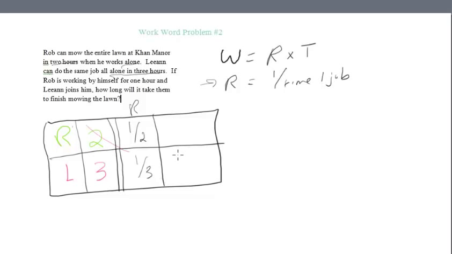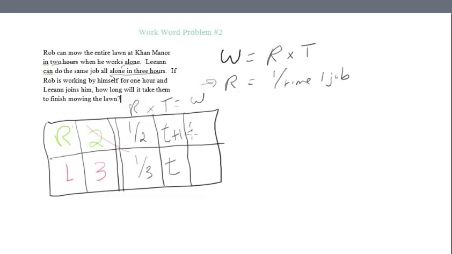Now the time, this is where the difference comes in. We know that Rob worked 1 hour and then Leanne joined him. We don't know how long it would take them to finish working together. So Leanne's time is going to be the answer to the question. So we'll call her T because we don't know how long she's going to work. But we do know that Rob worked 1 hour longer because he had already been working for 1 hour when Leanne joined him.